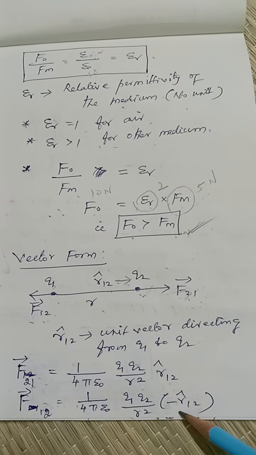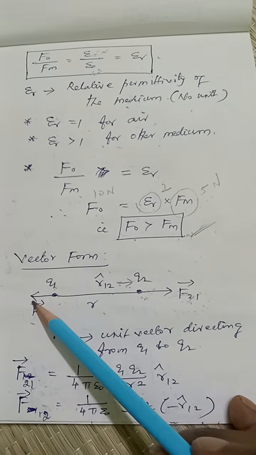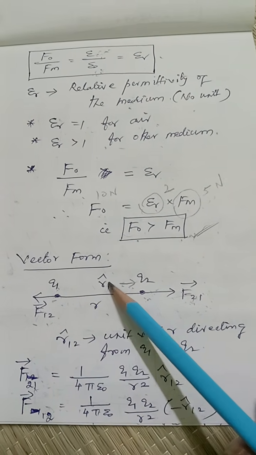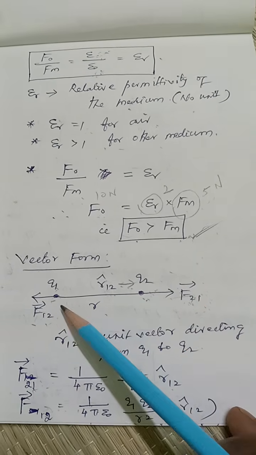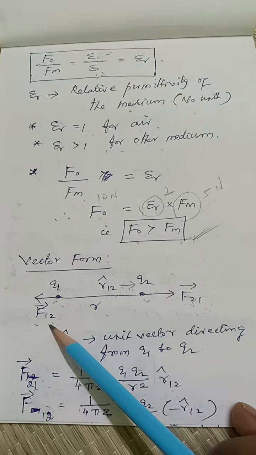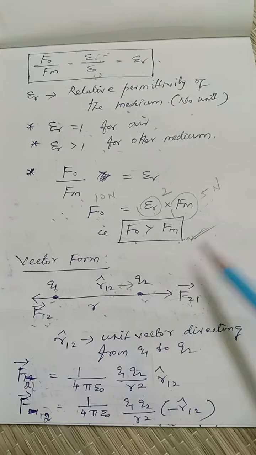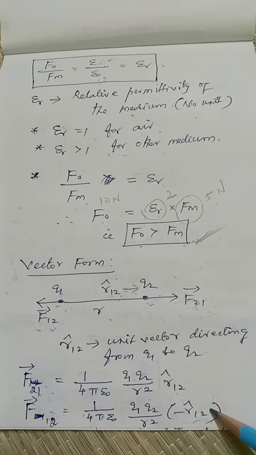But see the direction. This F12 vector is acting in this direction, which is opposite to R12 cap. R12 cap is along this direction towards right, but F12 vector is towards left. So the F12 vector is opposite to R12 cap. That's why we have put a negative sign here, minus R12 cap.